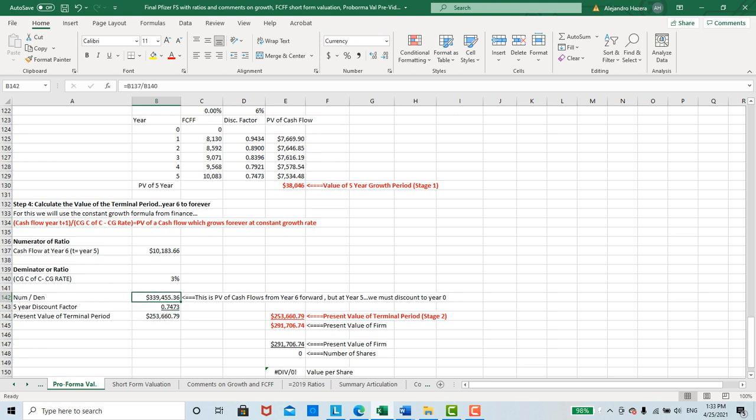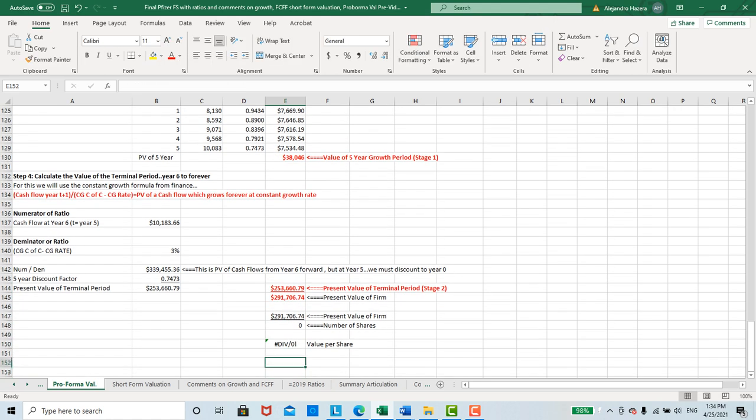But that's the present value of all the cash flows from the end of year 5 to forever. But since that gives you the value of those cash flows at year 5, we've got to discount it back by the 5-year growth rate to get the present value, the value at year 0, which is essentially your present value. So then this number is the sum of those two numbers. And we just got to find the number of shares, and we will see what we get.